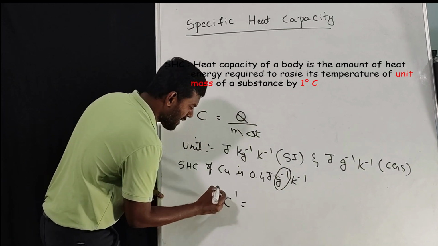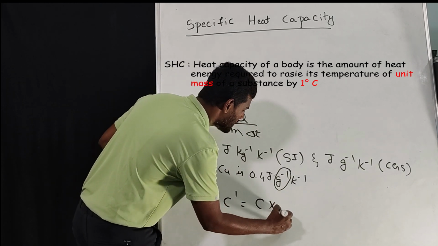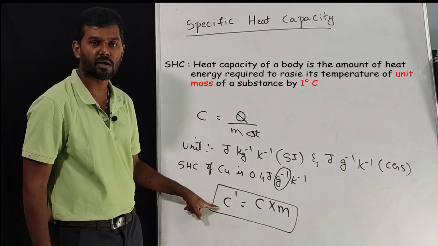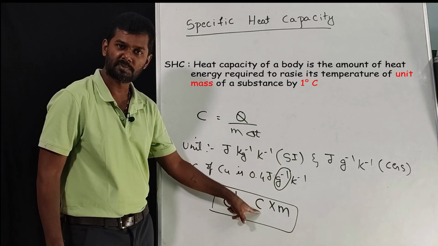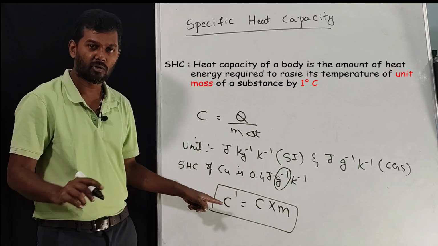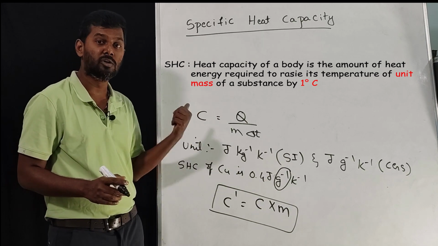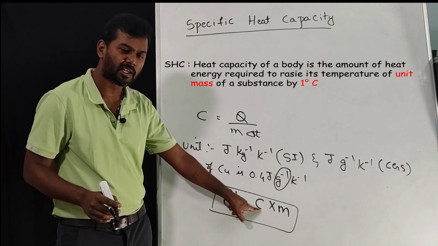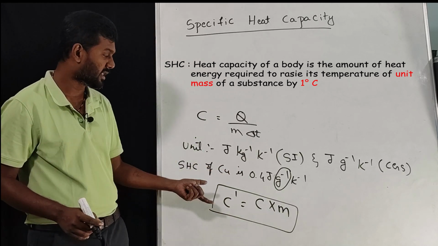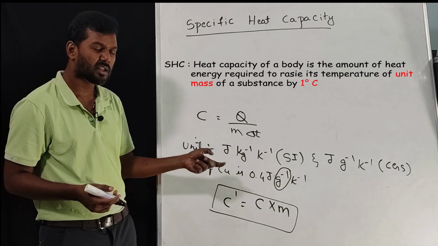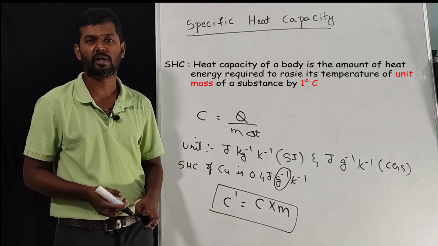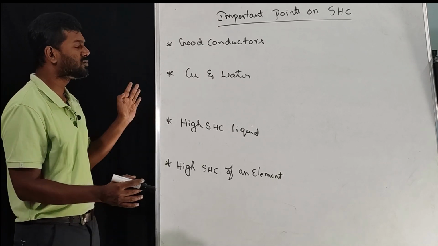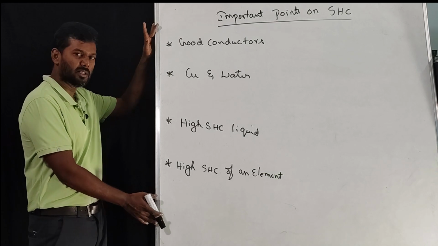See, heat capacity is equal to specific heat capacity into mass. This is the symbol for heat capacity, and this is specific heat capacity into mass. These formulas are very useful in the numericals. So listen, heat capacity is equal to specific heat capacity into mass. In the exam they may ask you the relation also. This is the relation between heat capacity and specific heat capacity. Now we will learn important things about specific heat capacity. Most of the give reason type of questions will be based on this concept only.